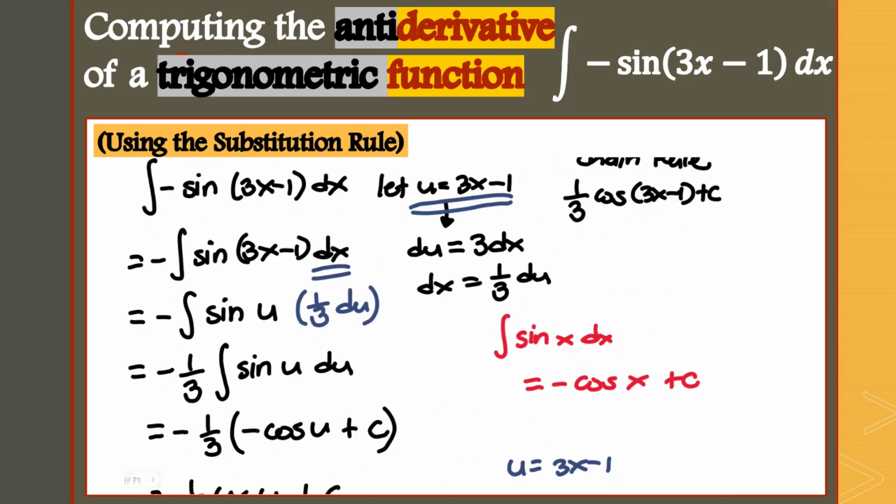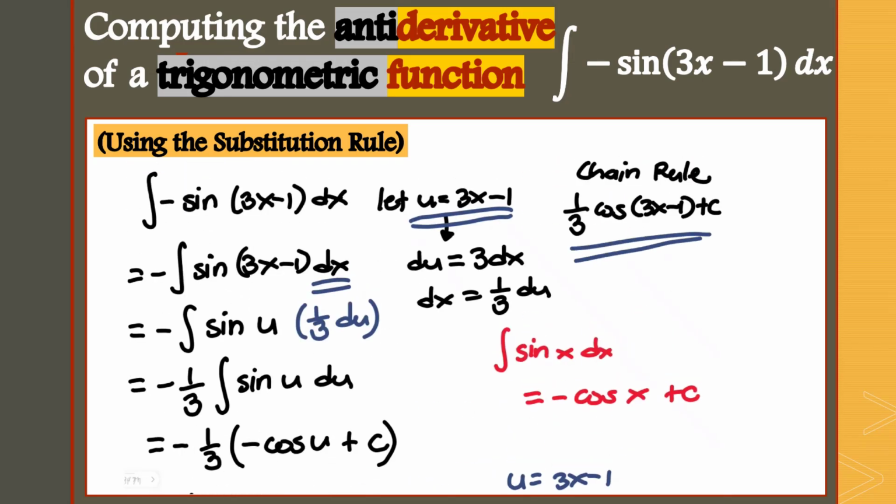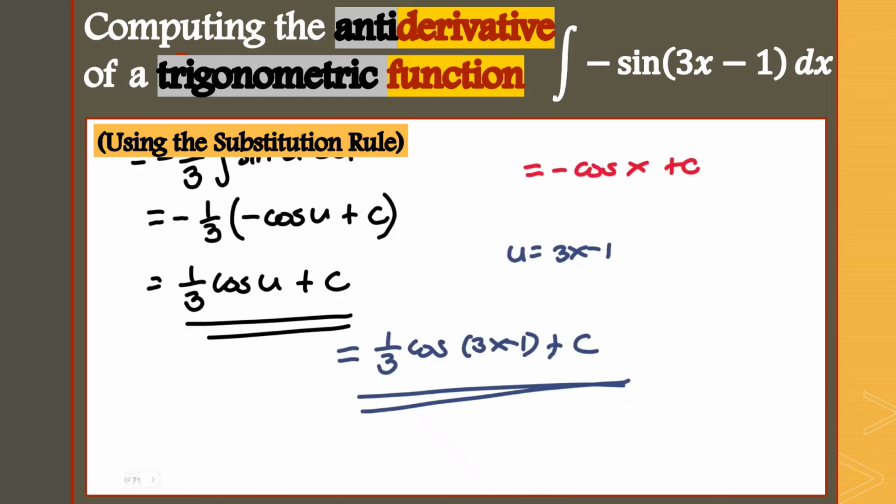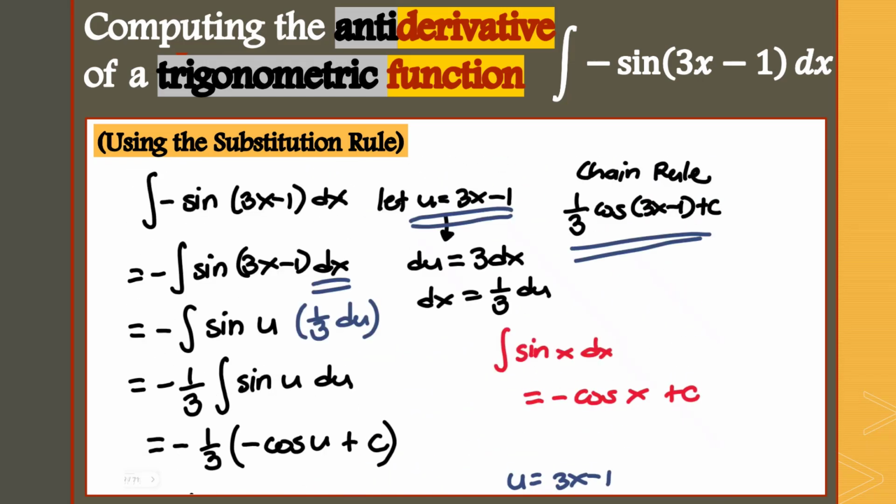Comparing that to the answer previously discussed in the previous video using the chain rule on the same item, we have the same result: 1/3 of cosine 3x minus 1 then plus c. So you can see here that both answers using chain rule and substitution rule are the same. So it's up to you now which you'll be using in specific situations, unless you are required to specify the rule or you are required to use a specific rule.